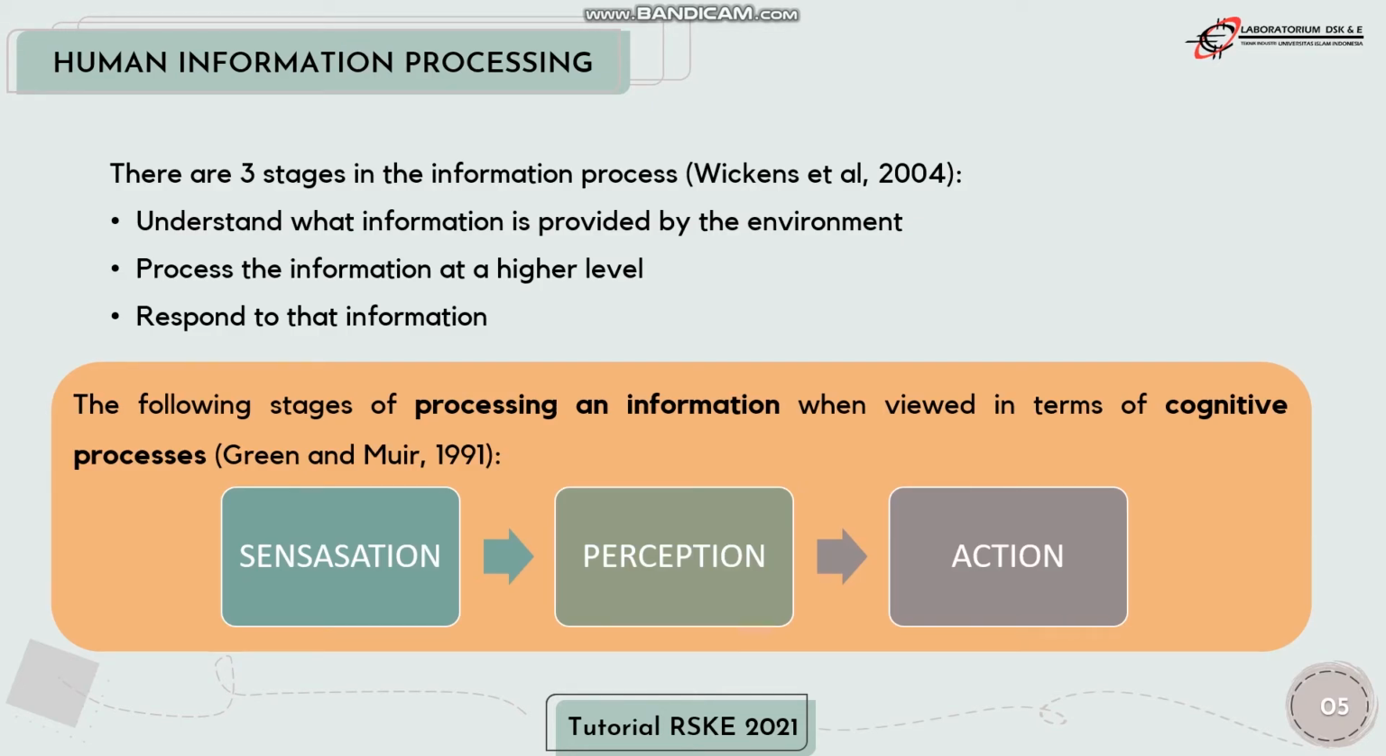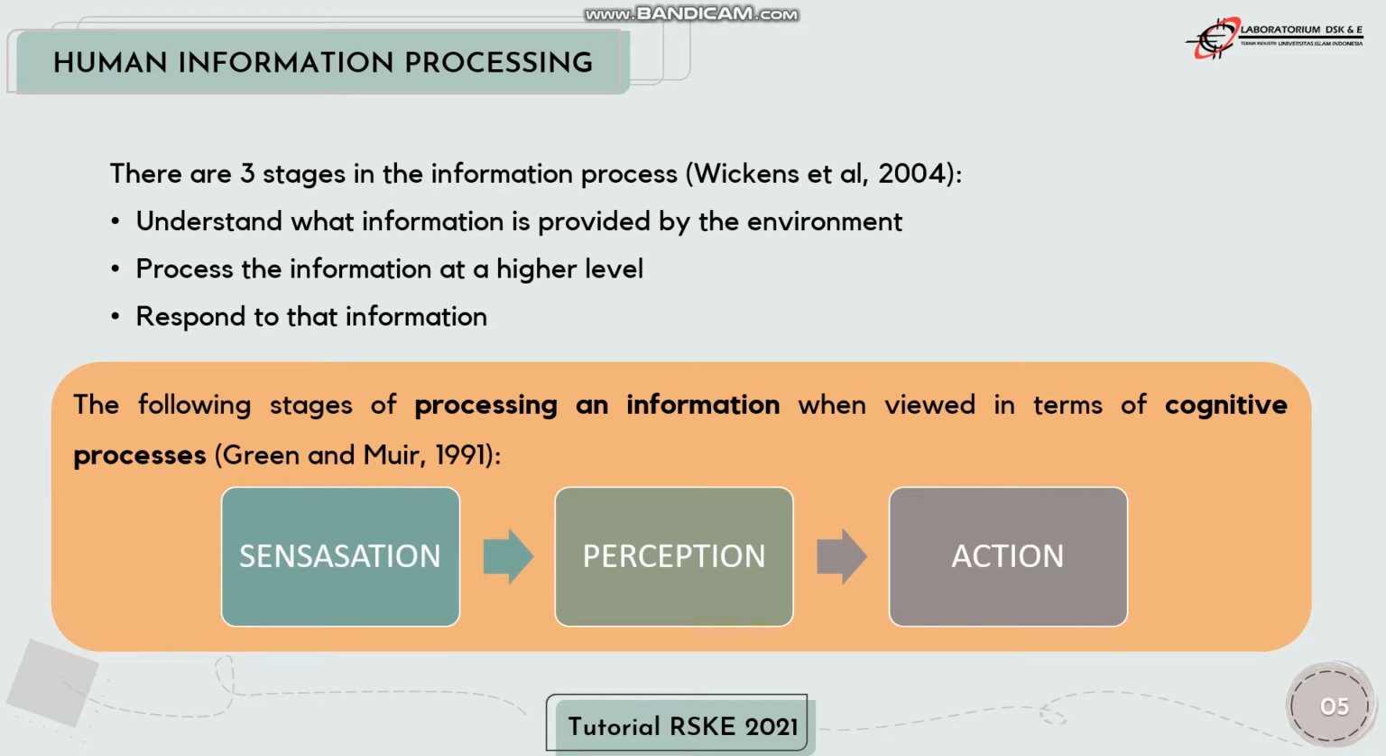This is the human information processing. There are three stages in the information process. First, understand what information is provided by the environment. Second, process the information at the higher level. And third, respond to that information. Okay, we can look at the cognitive of HIP, or Human Information Processing, for the stage 2 information processing.